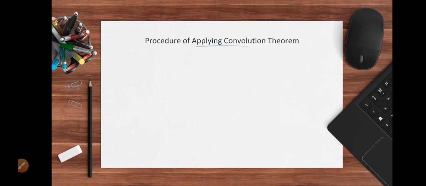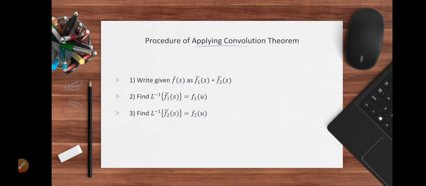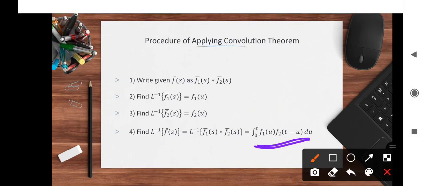Before that, we may recall the procedure of applying the convolution theorem. First step, write f bar of s as a product of two functions of s, f1 bar and f2 bar, and f2 bar is to be selected as a simpler function as compared to f1 bar. Now you have to find the inverse Laplace transform of these f1 bar and f2 bar functions. Call them f1 of u and f2 of u, and the final important step is to apply the convolution theorem, where you integrate the integrand within the limits 0 to t with respect to u.